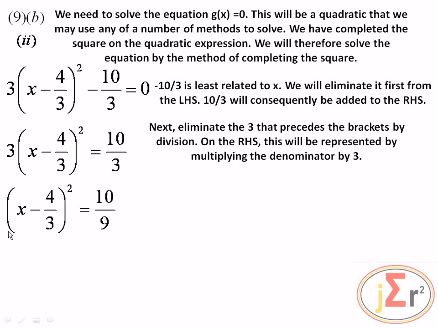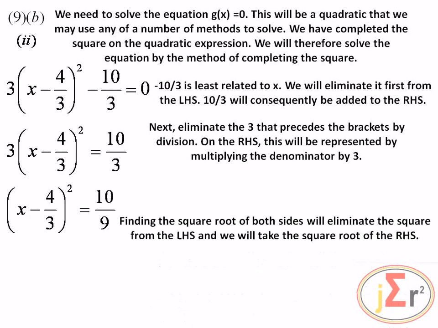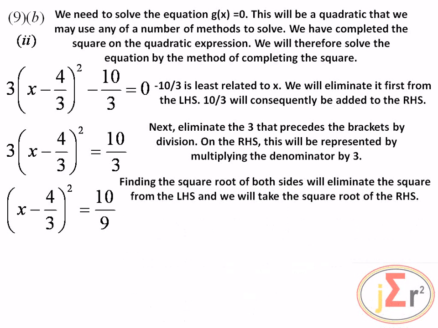Next, we will eliminate, as the rule says, the one that is least related, and we know that is the square. We eliminate the square by taking the square root of both sides. By doing that, the square will be eliminated on the left hand side, because the opposite of square is square root, and on the right hand side we will have 10 over 9, the square root of all of that. Finding the square root of both sides will eliminate the square from the left hand side, and we will take the square root of the right hand side.